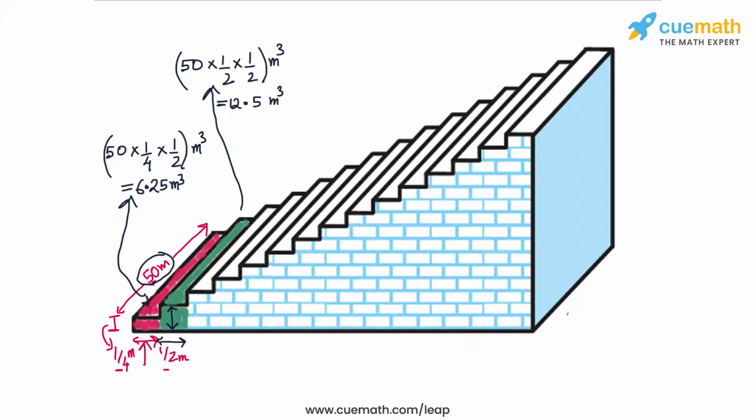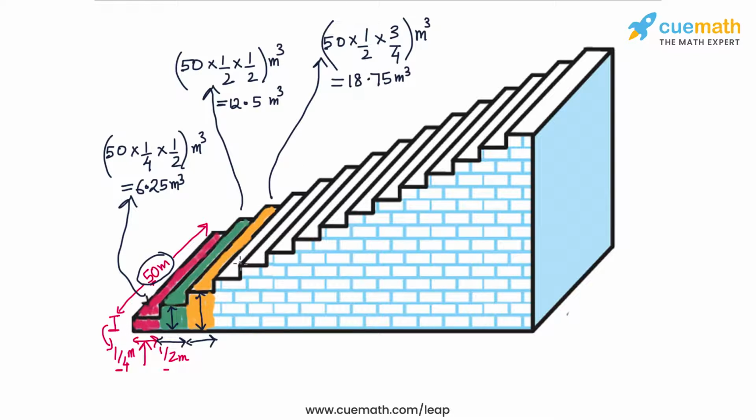Now similarly, if you focus your attention on the third step, you can easily find its dimensions. So this will be 50 again for the width of the step, and the horizontal extent of the step will be 1/2 again, so into 1/2. But the height of this step will be 1/4 plus 1/4 plus 1/4, so 3 times 1/4 or 3/4. So 50 into 1/2 into 3/4 meter cube, and this is equal to 18.75 meter cube, and so on. So you can think about each step like this and find out its volume.